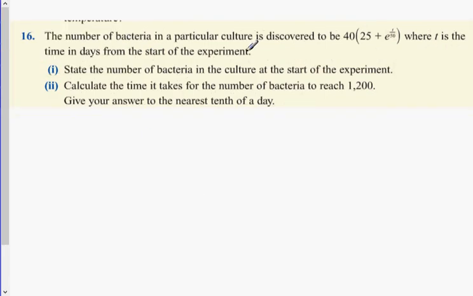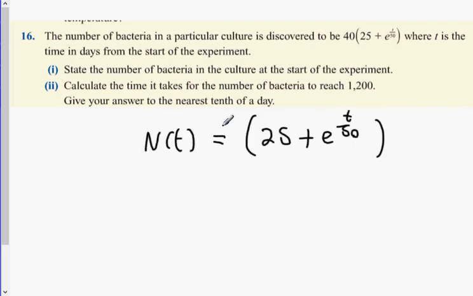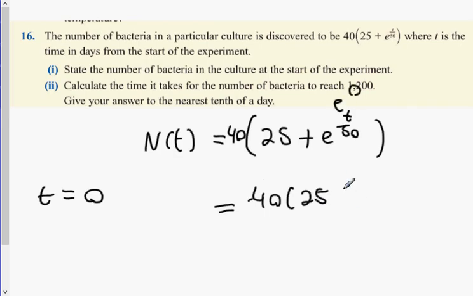It's 16. The number of bacteria in a particular culture is discovered to be 40 by 25 plus e to the t over 50. Okay, number of bacteria, so I'll call this n of t. State the number of bacteria at the start of the experiment. When the experiment starts, t equals 0. So it's going to be 40 multiplied by 25, oh sorry, 25 plus, and what's e to the power of 0? 1. 40 by 26, which is 1040 bacteria.